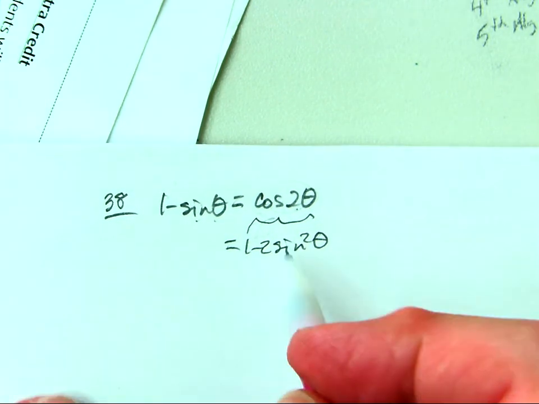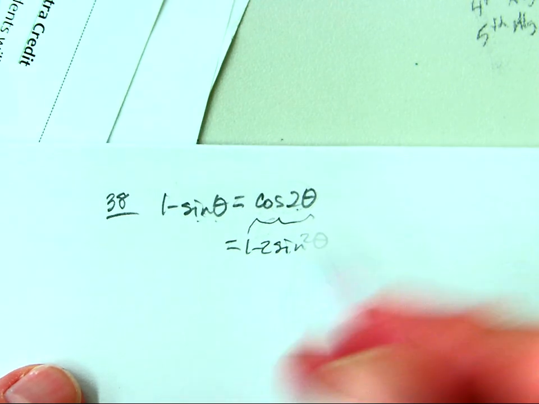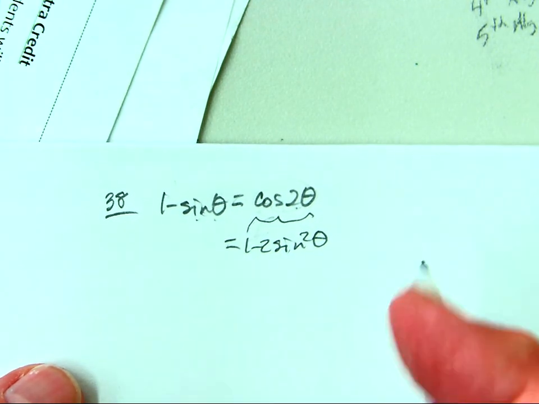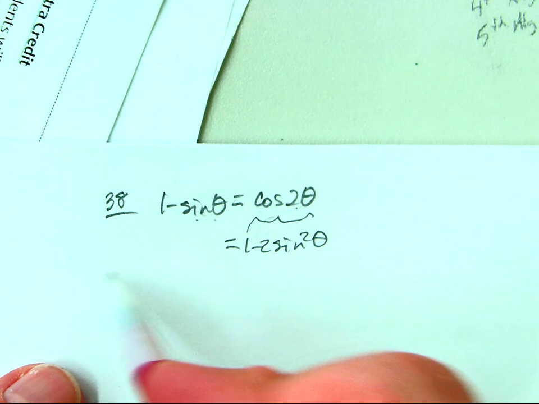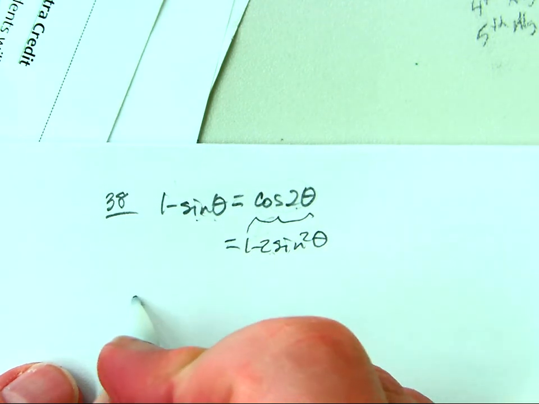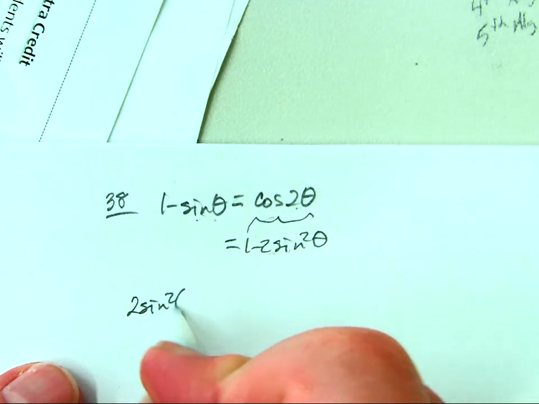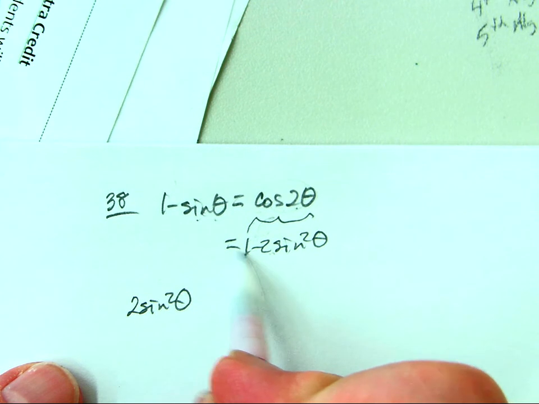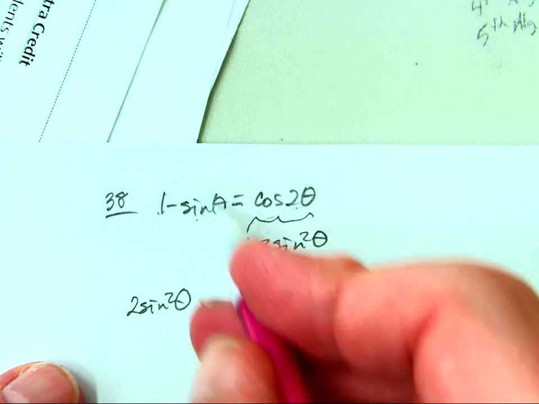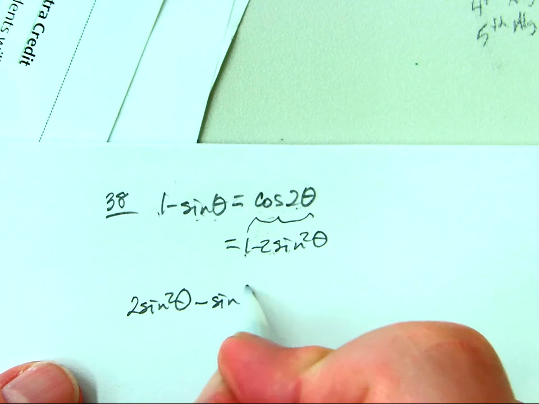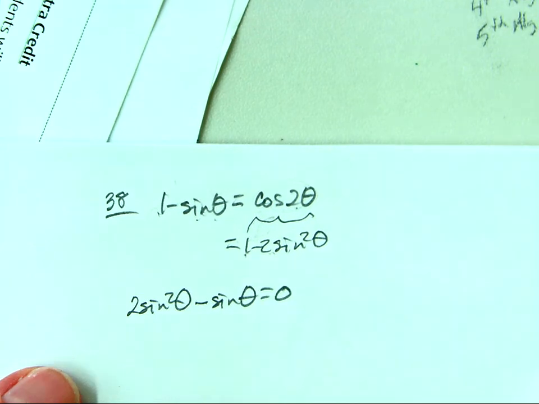Well, now I have a sine and a sine squared, so it's more than one trig function. So let's move everything to one side. If I move it left, so this is positive, I'll have a 2 sine squared theta. Well, now I'm going to have to subtract 1. 1 minus 1 is 0, so that's gone. So we have that minus sine theta equals 0 now.